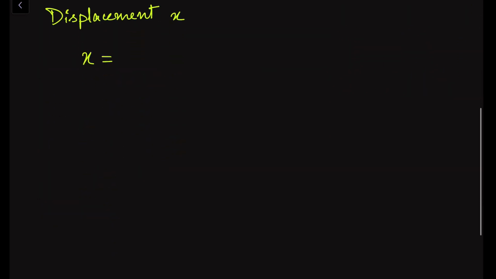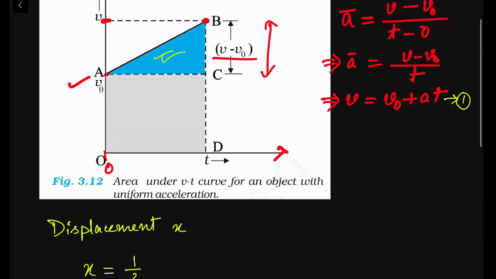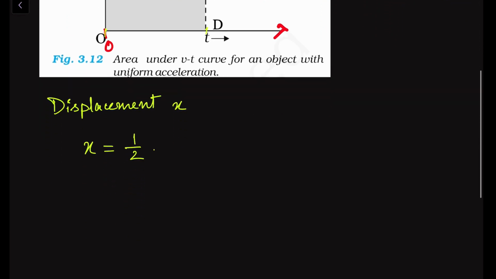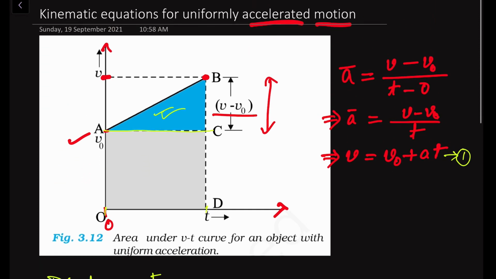The triangle area is half into b into h, where b is the base and h is the perpendicular. What is b in this diagram? b is nothing but this AC, which is from here to here. So this is t. Half into b, b means small t, and h means the perpendicular. What is the perpendicular? From here to here. Let me show you again here.